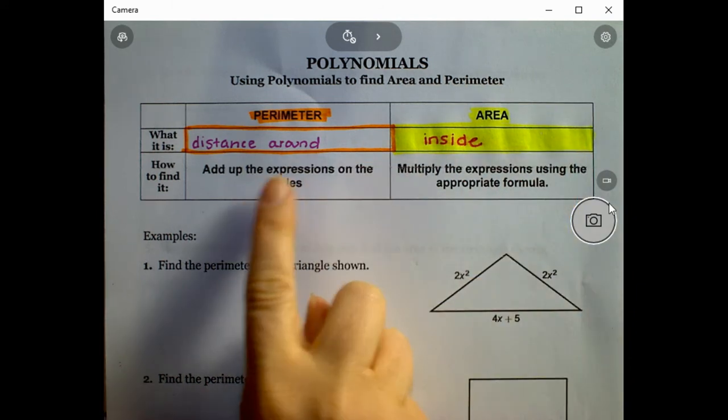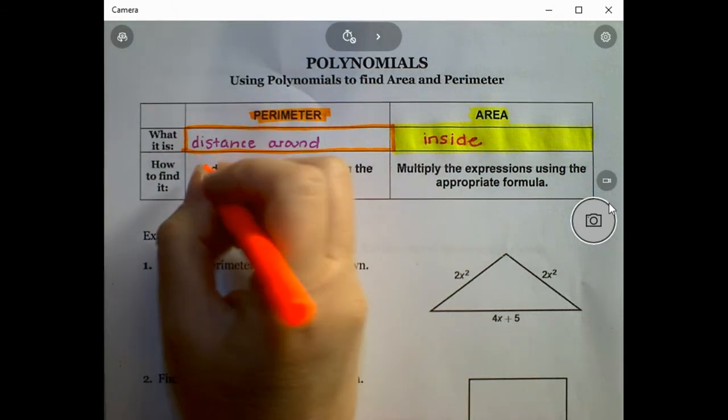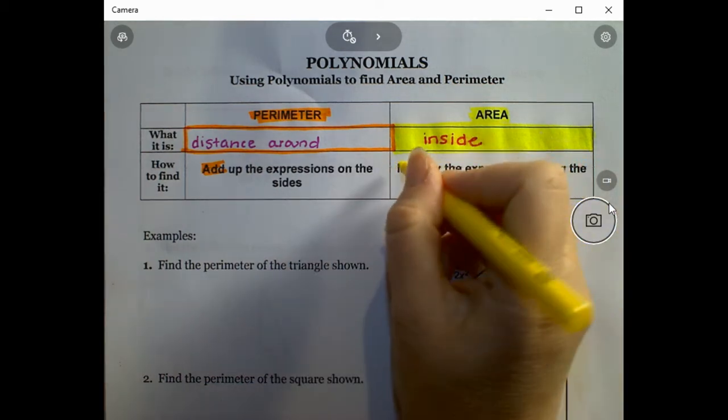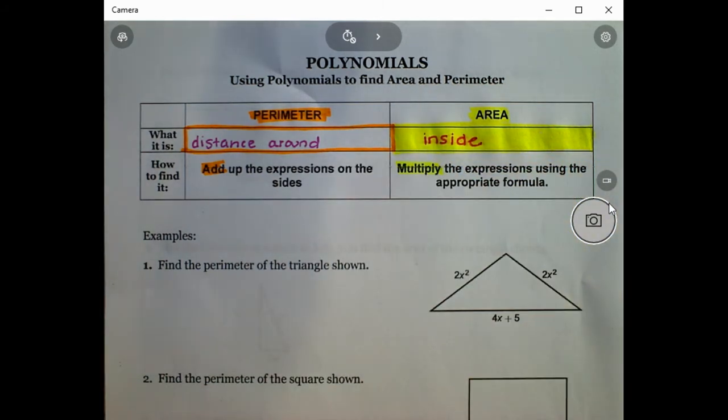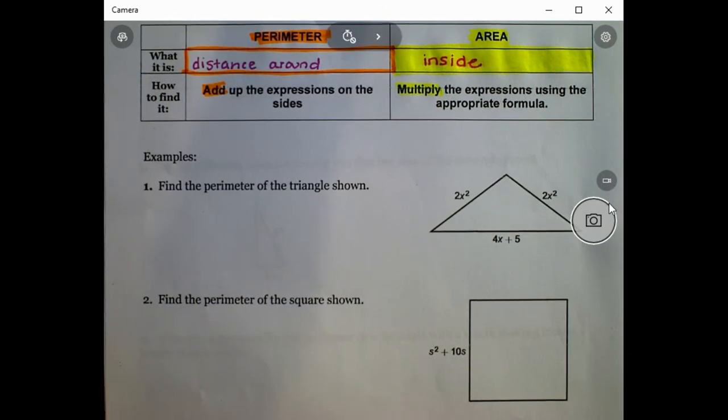Okay? In order to find perimeter, you're going to just add the expressions on the sides of your shape. Okay? And that works forever and ever for perimeter. For area, you're going to multiply using a formula. All right? So let's do a few examples. Remember, you can pause this at any time to help you really understand.